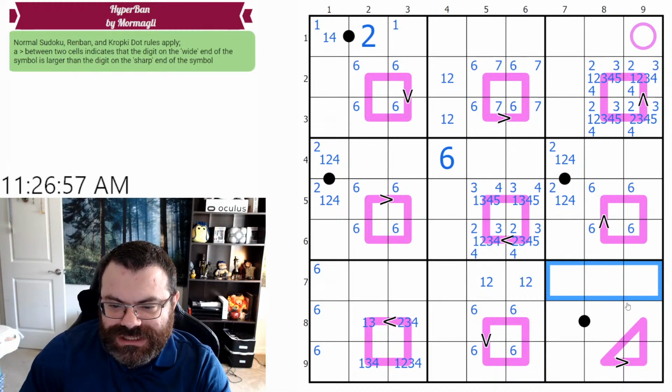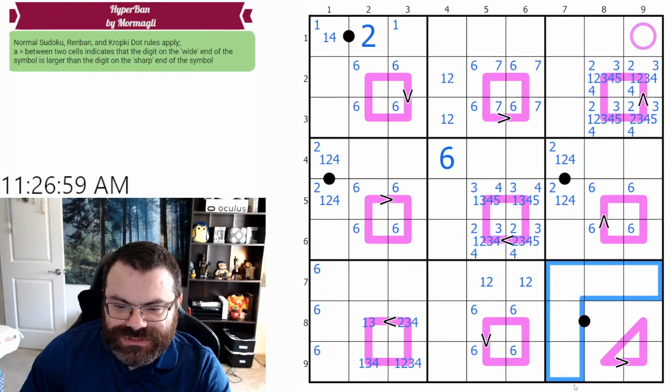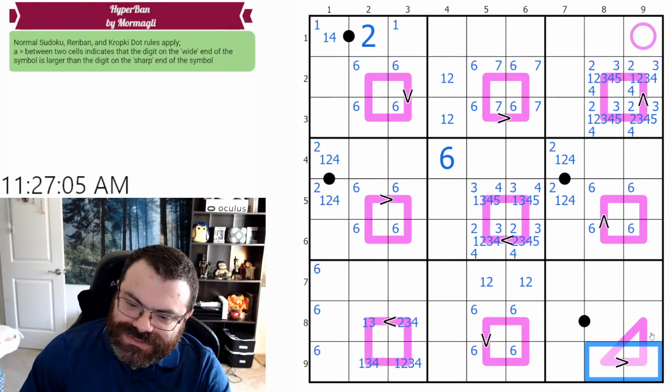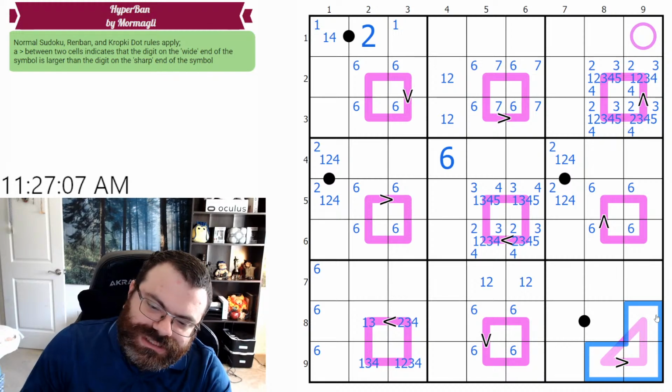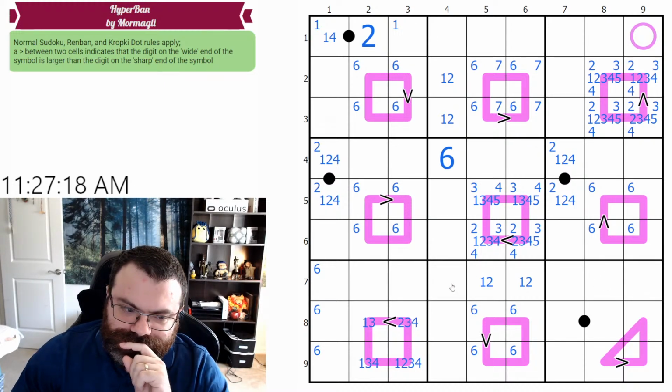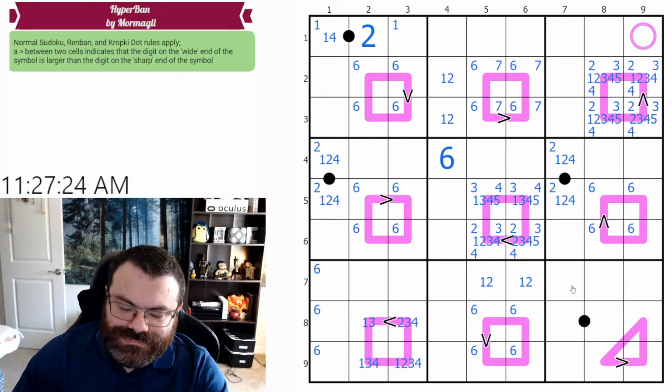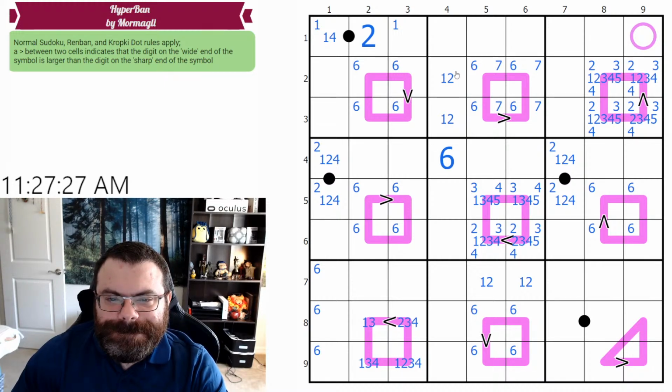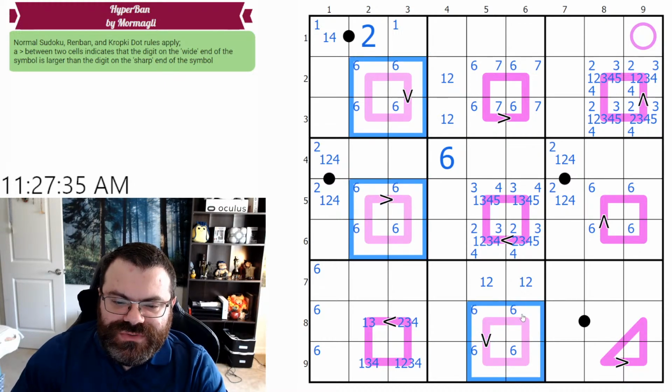Rocky Protect. So 2 is forced here, but that doesn't force it on the Renban because of the triangle shape of it. So we know that none of these have 1 on them, but we already knew that.